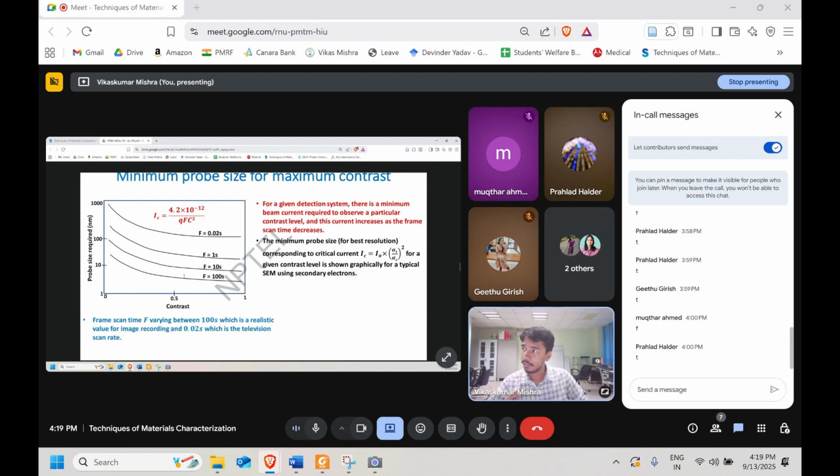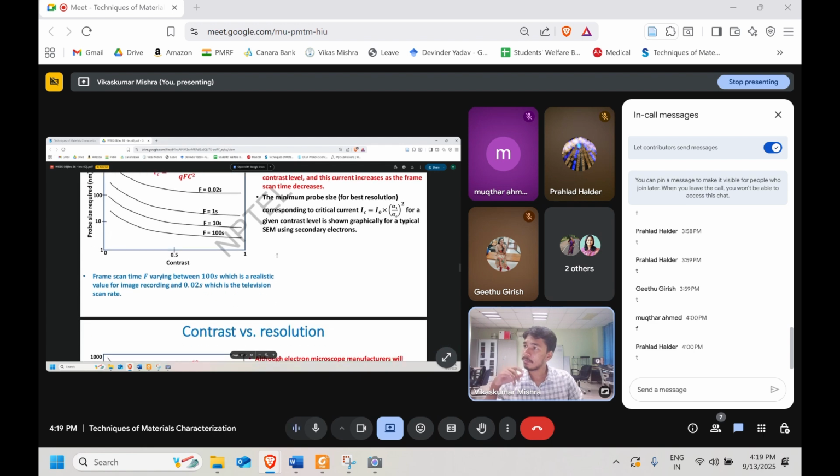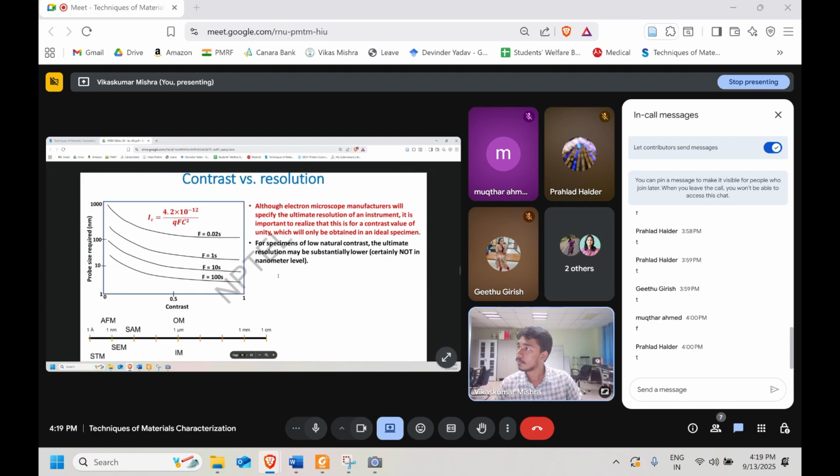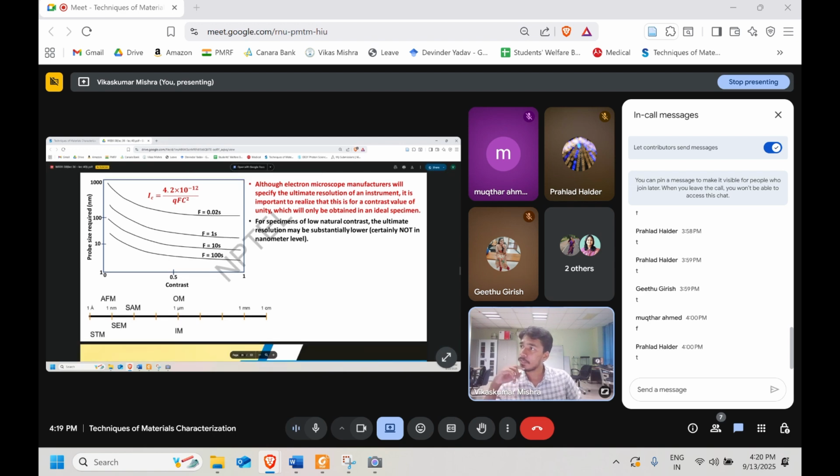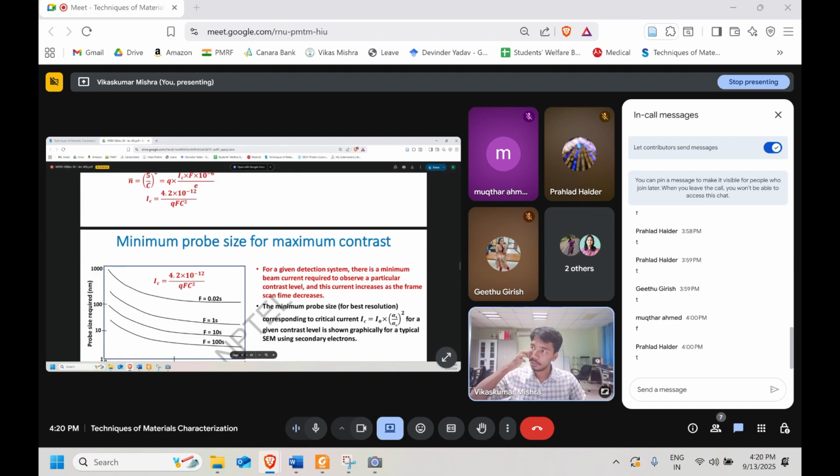If f is larger, it means that the time is larger. Frame scan f is varying around 10 seconds, which is a realistic value for recording, the television scan rate for a given detector. There is a minimum for the detector. Is there any example given? Although the electron microscope manufacturer builds relatively, it is very important to know that. Okay, the example is not given over here.